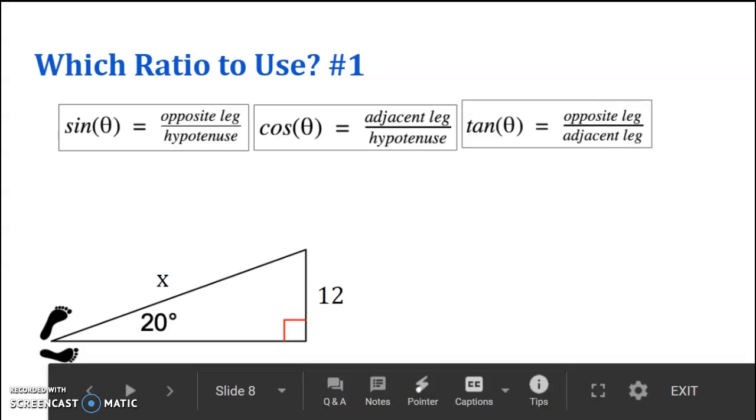This 12, what sort of side is this? Is it the adjacent side, that means is it right next to me, or is it across from me? It's across from me, so this is the opposite side. And what about this x? The side with x is across from the right angle, so x is the hypotenuse. So we're dealing with the opposite side and the hypotenuse.